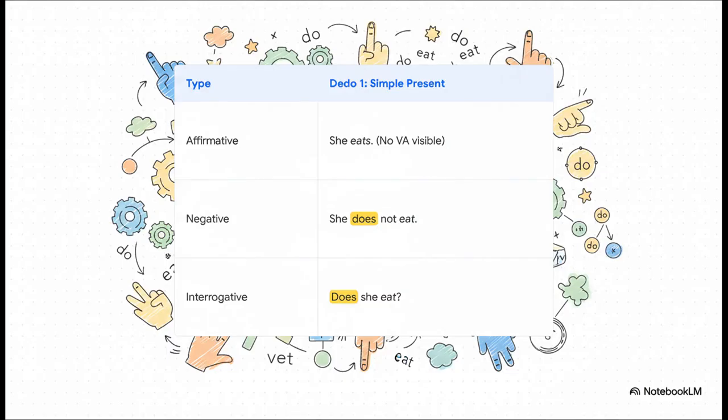Let's unmask the simple present. In a positive sentence like, "she works," the auxiliary verb seems to be missing, right? But the moment you need to make it negative or ask a question, boom, the hidden auxiliary verb, "does," pops right out to do its job, and suddenly the sentence snaps right back into our perfect universal structure.